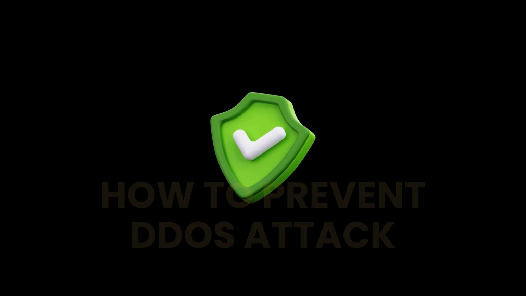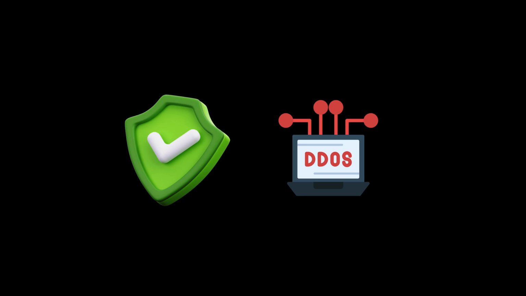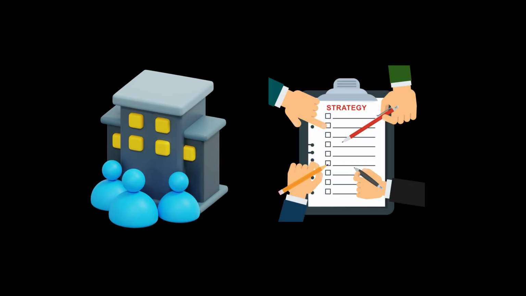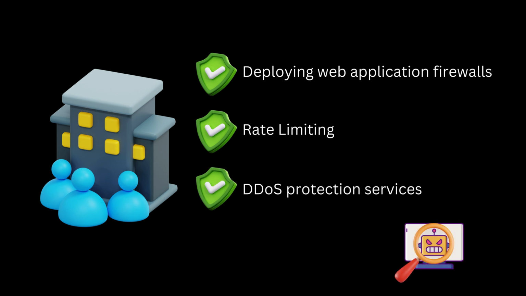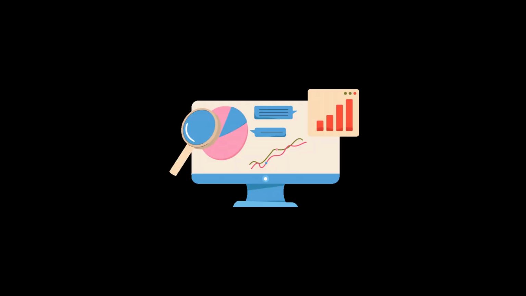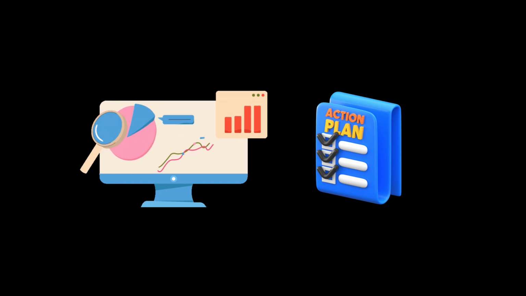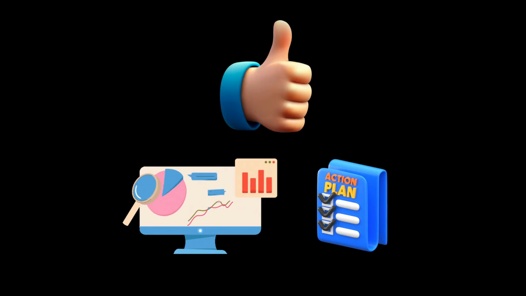Mitigation. To protect against DDoS attacks, organizations can use various strategies, such as deploying web application firewalls, rate limiting, and DDoS protection services that filter out malicious traffic. Monitoring network traffic and having an incident response plan are also essential.